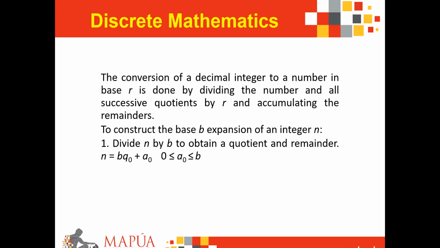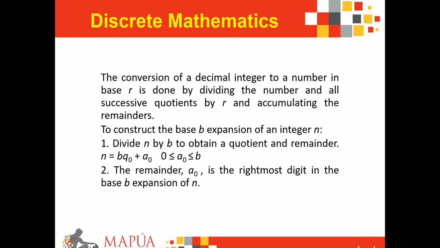Divide n by b first to obtain a quotient and the remainder. So n is equal to b times q0, which is your quotient, plus a0. Remember, your a0, or corresponding remainder, is always between 0 and your base b. The remainder a0 is the rightmost digit in your corresponding base b expansion of n.